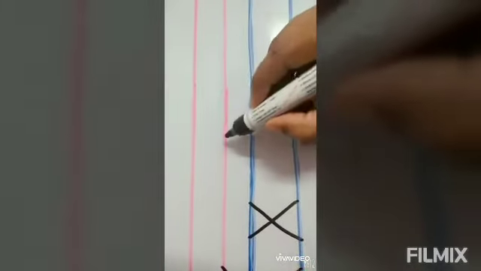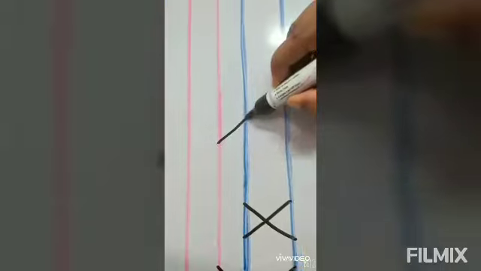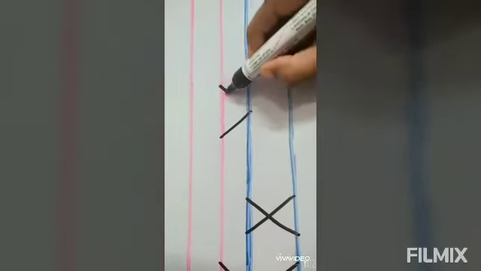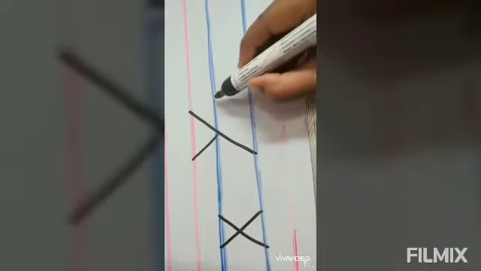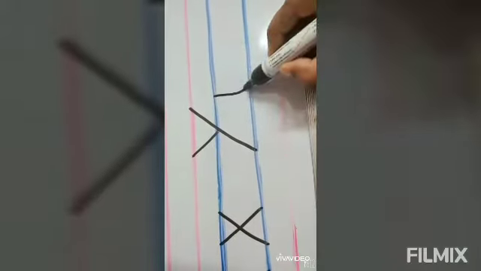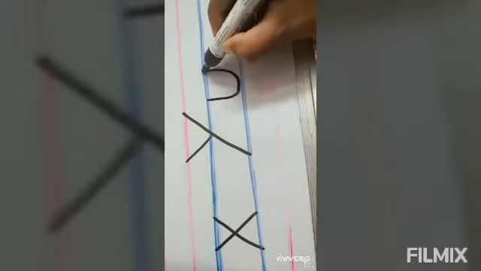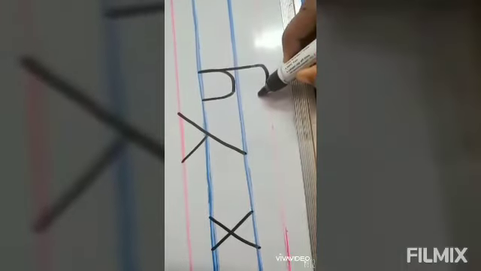Okay. Now for Y, we'll write a slanting line here and a big slanting line from top to bottom. Now for small y, it's like U. First you need to write a U and come down with a standing line, a little turn up. It's a small y.